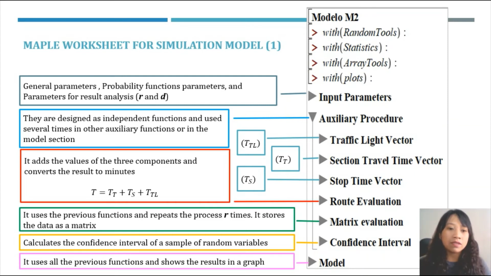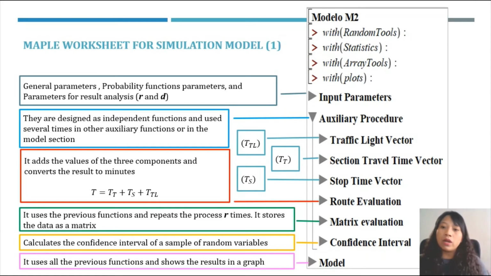After that, we have a set of auxiliary functions. First, we have traffic light vector, section travel time vector, and stop time vector. They are related with the variables T subscript TL, T subscript T, and T subscript S, but they do not only calculate one value, they calculate the values and save them in a row vector.